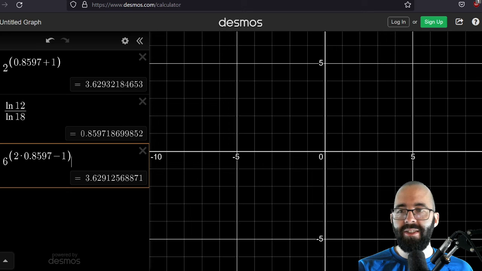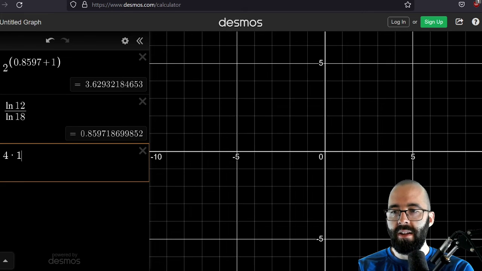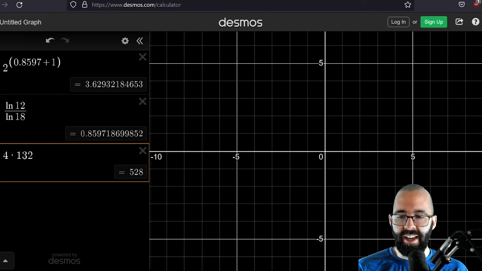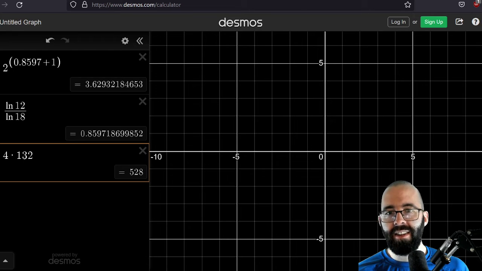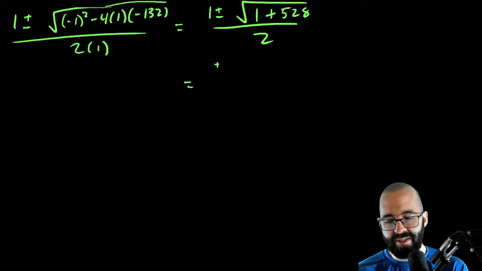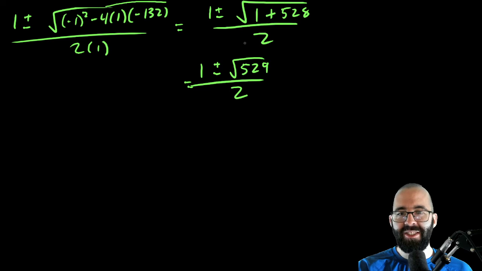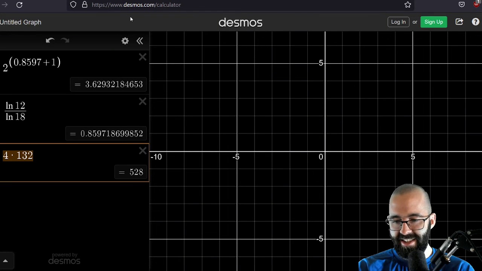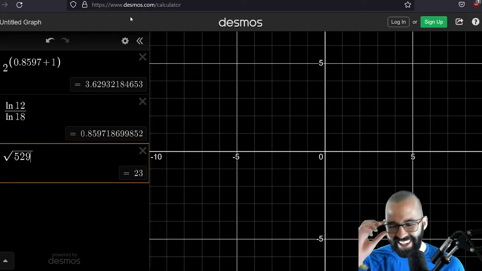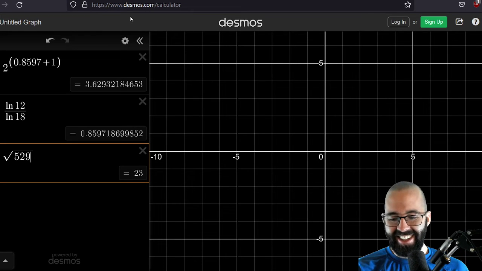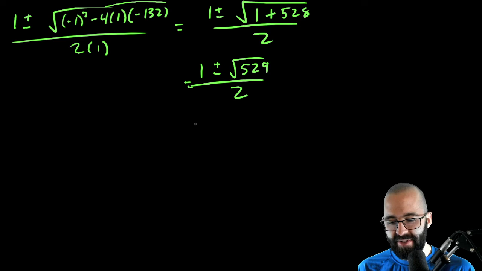4 times 132. Yeah, it's 528. That's good. Is 529 a perfect square? I sure hope so. Anyone know? 529? Is that a perfect square? Square root of 529? Thank goodness. It's 23. This problem gets really messy if it's not.